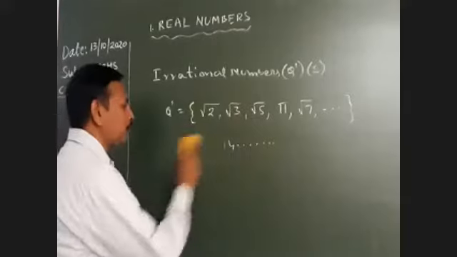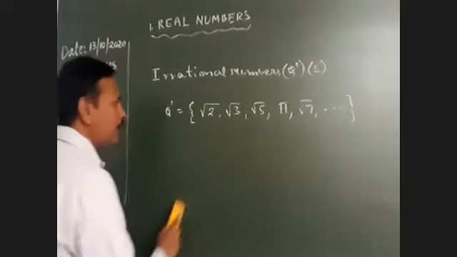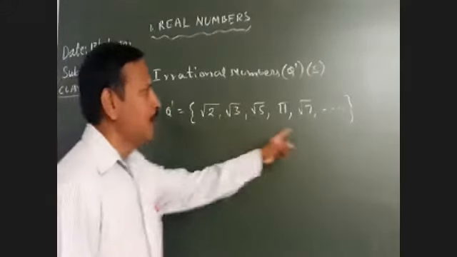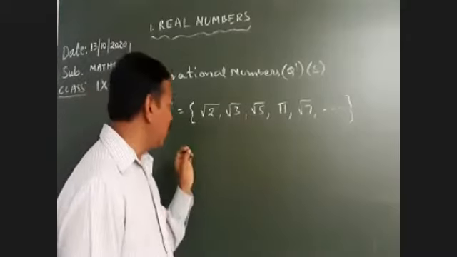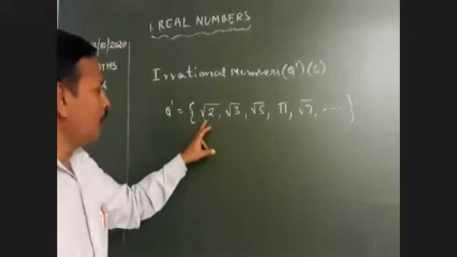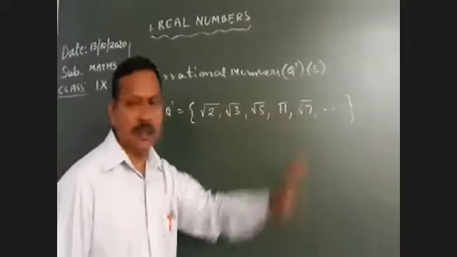Now the main thing you just note is this: irrational numbers are nothing but square roots of non-perfect squares. Square roots of non-perfect squares are called irrational numbers.